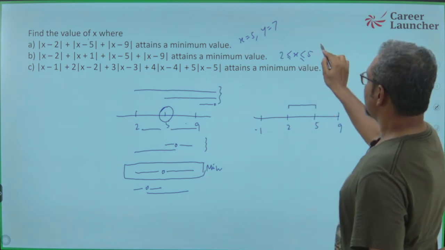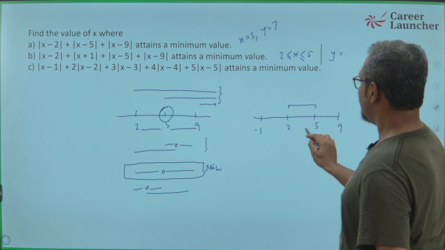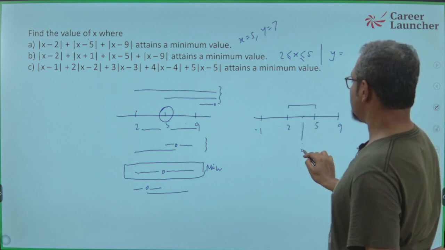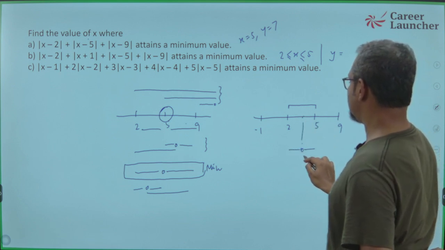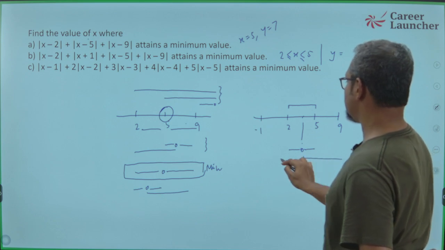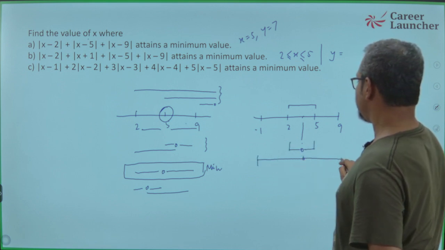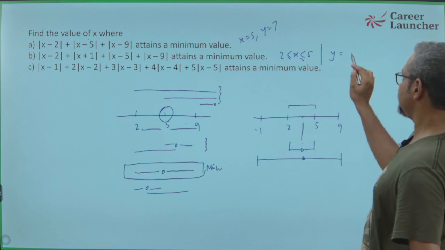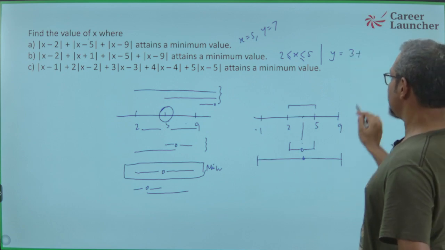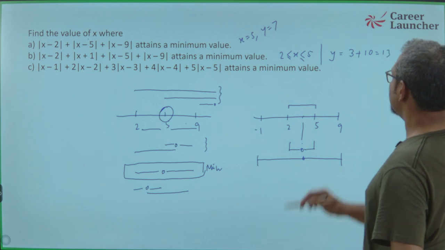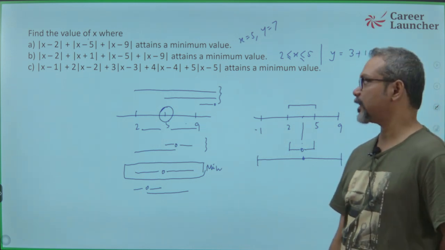The minimum value itself would be, pick any point here and find the distance. So see, this distance plus this distance plus this distance plus this distance. Essentially it is this gap plus this gap. So this gap is 3 and this gap is 10. So our answer would have been simply 13. That's for the second one.